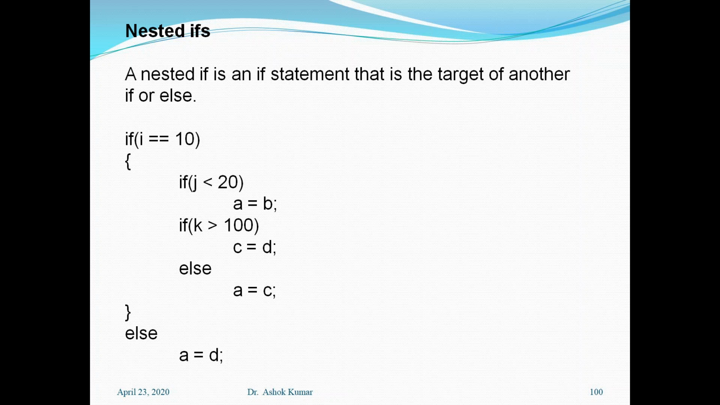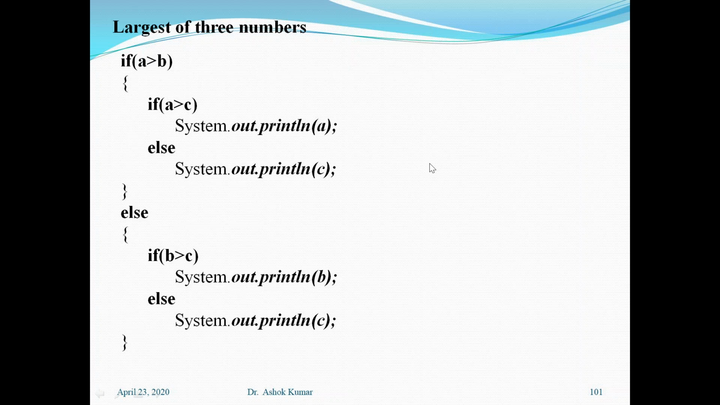So I have one program to show you the detail of this, how it will work. This is a code snippet, not the complete program. You have to read the values of A, B, and C through the keyboard. In this code snippet, we are finding the largest of three numbers. We have used a nested if structure. One if structure is in the true part of the outer if, and another if structure is in the false part, or else part, of the outer if.